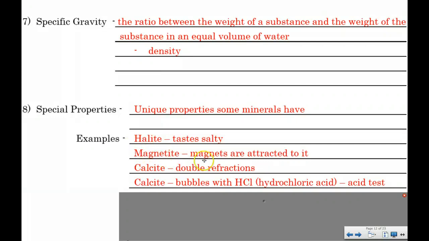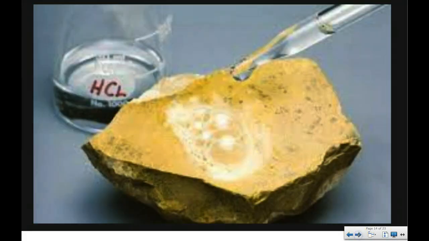Magnetite, you can have a magnet, sometimes they're attracted to it. Calcite has something called double refraction, and I'll show you that in class and in lab. And it also bubbles with acid, the acid test that many of you have been dying to do. For the acid test, you take a little bit of hydrochloric acid, you put it on the mineral, and it will bubble up like this when it reacts with that mineral.